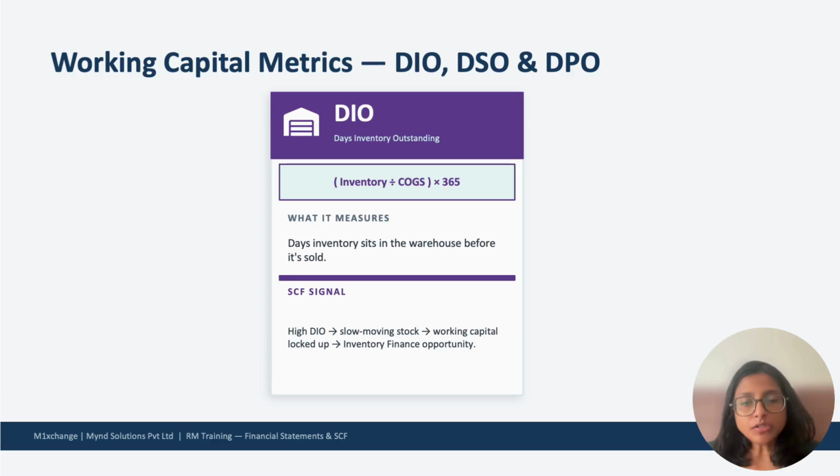Now, what does it measure? What does it tell me? It tells me for how many days the inventory is sitting in the warehouse before it is sold. Okay. So inventory can be in the form of, say, raw materials or work in progress or finished goods, or in transit, right?